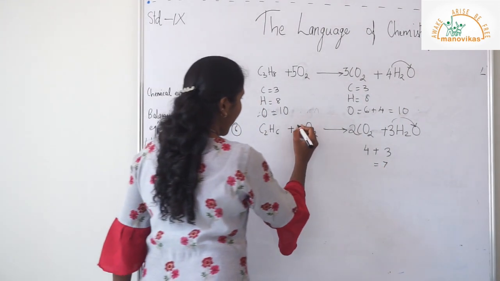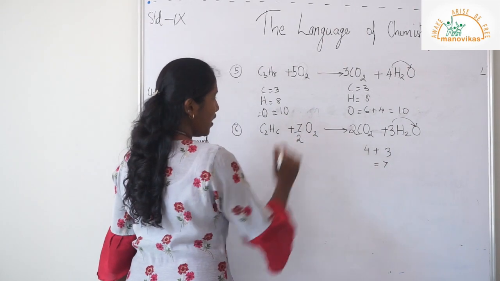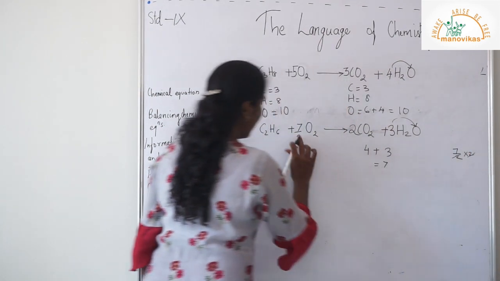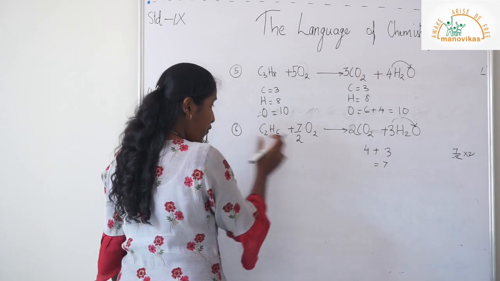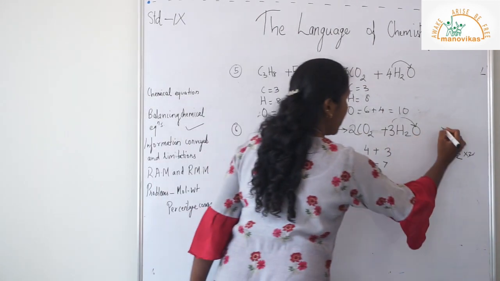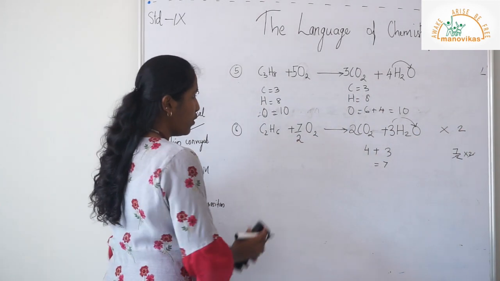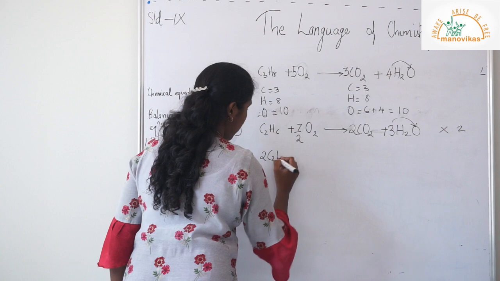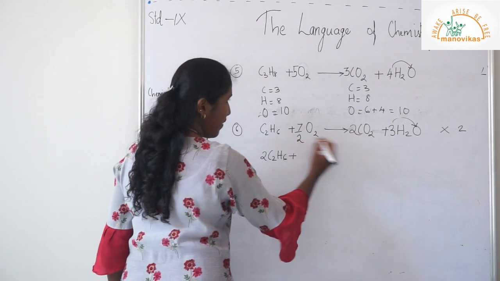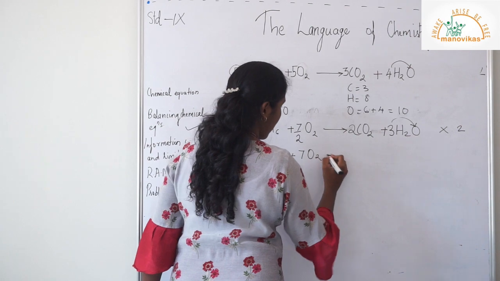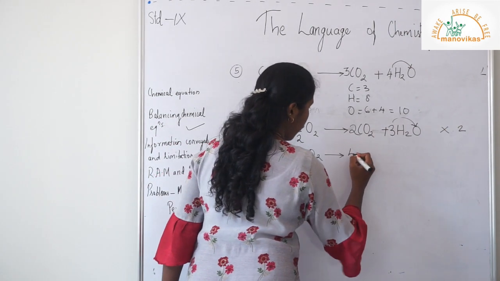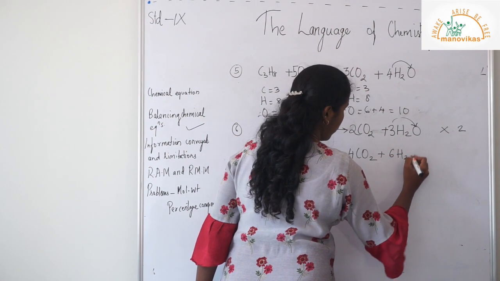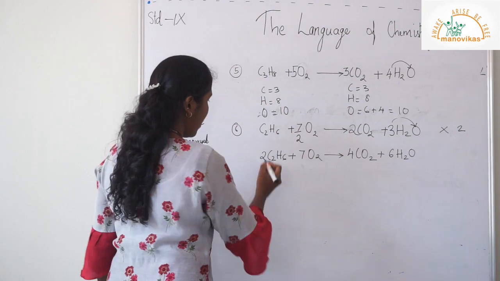How will you make it 7? I will write it as a fraction. So if I write it as a fraction, that is 7 by 2 into 2. So it will be 7. So now as I have said, if you want to get rid of this fraction, we have to multiply the entire equation by 2. So we'll multiply it by 2. It will become 2C2H6 plus 7 by 2 into 2 will be 7 O2 gives 2 twos are 4 CO2 plus 3 twos are 6 H2O.